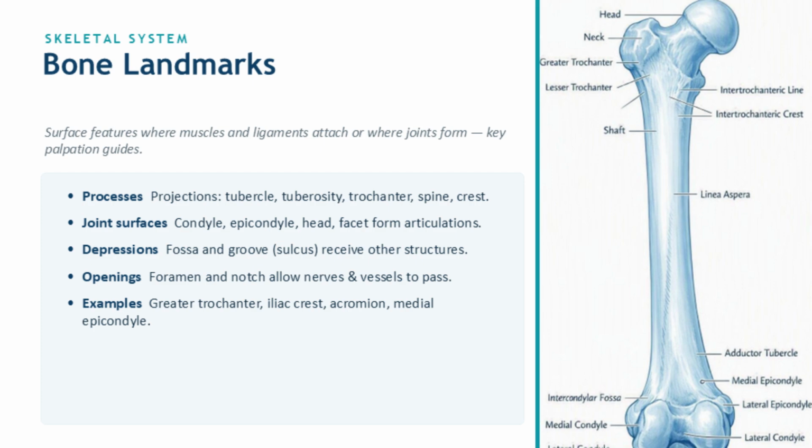Fossae and grooves create spaces for movement or passage of structures, while foramina allow nerves and blood vessels to pass through bone. As you continue your studies, you will encounter many of these landmarks repeatedly. Learning to identify them visually and through palpation will greatly improve your anatomical understanding. Now let's examine another important structure that contributes to stability throughout the body.